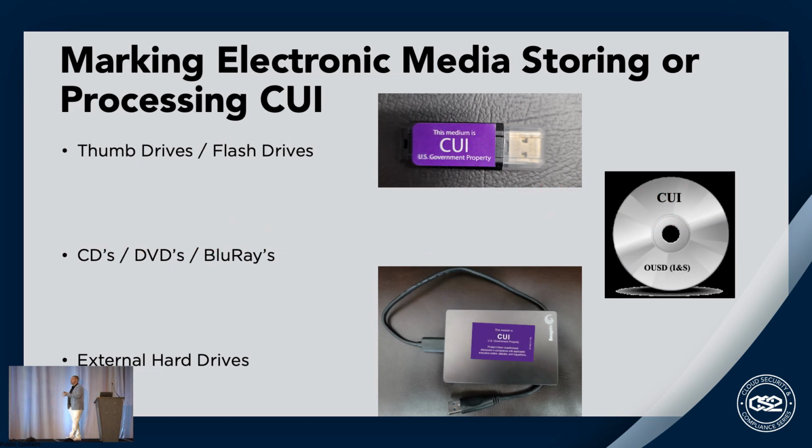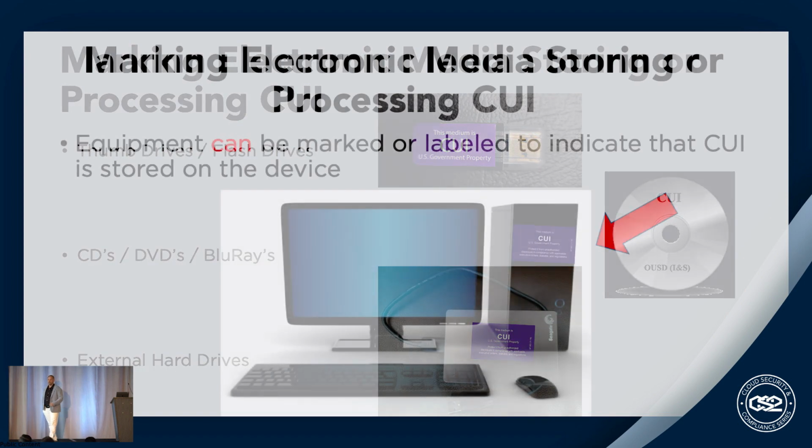And so I've listed a couple of examples in here of what appropriately marked CUI media looks like. So you can see the flash drive there, how it's marked. It only has CUI on it because you can't add anything else to it. CD, mark CUI at the top with the designating agency at the bottom, and then your external hard drives, how that's marked with that Standard Form 902 label.